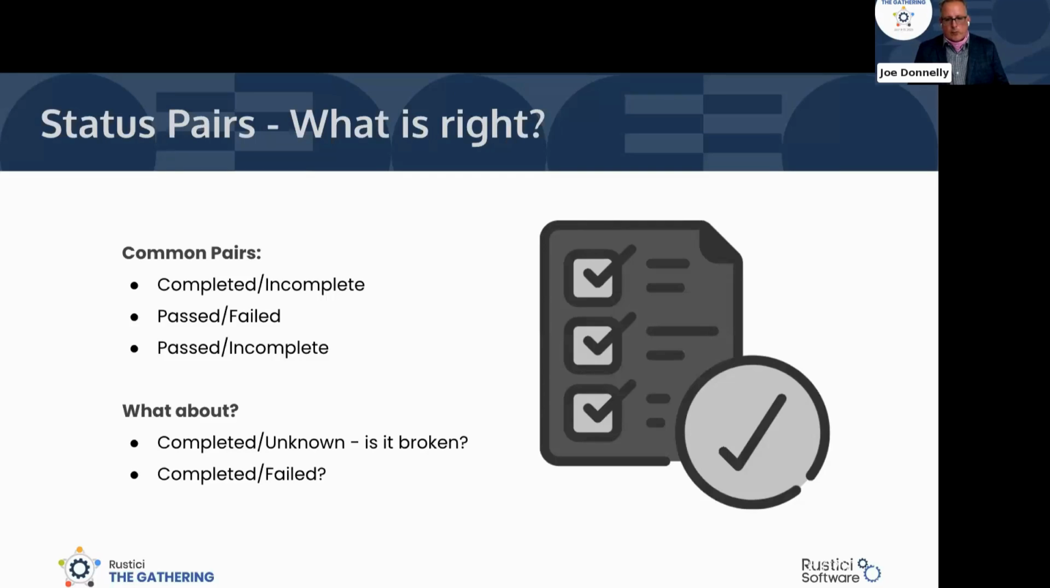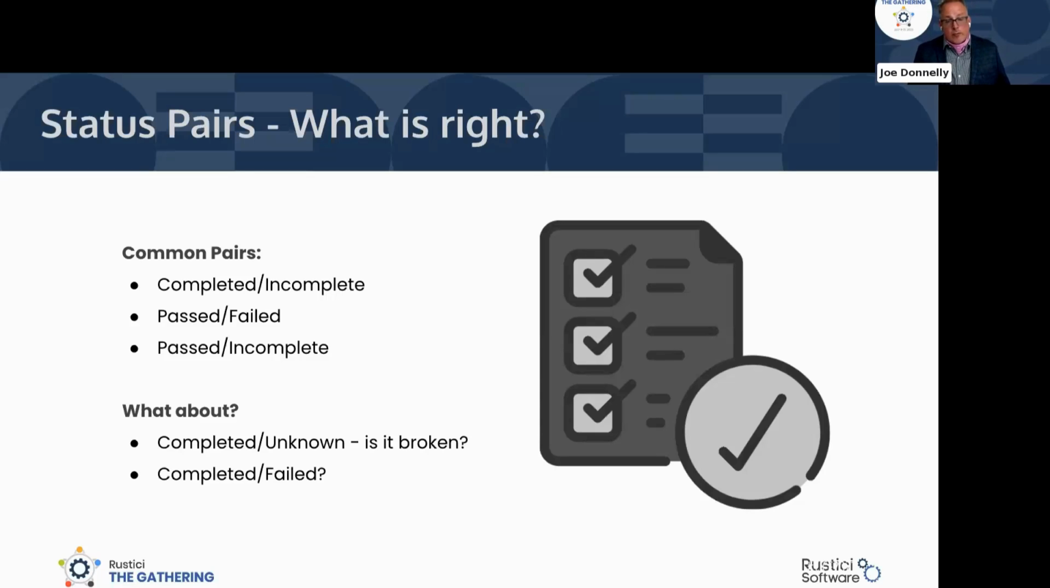In SCORM 2004, they split status into completion, did I get to the end? And success, did I master a quiz, or did I master this particular piece of content? There are scenarios where you might not get completed and passed. You might get completed and unknown. In that scenario, the course might not have set a success status, and that's reasonable for a course to do.